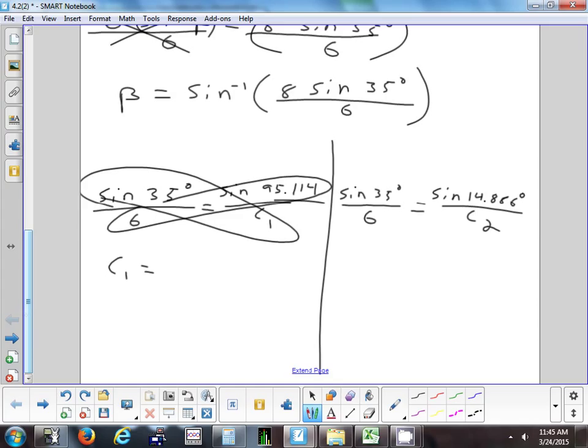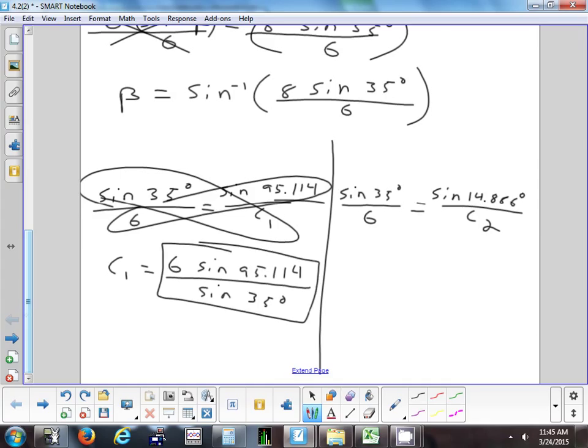So C1 is going to be 6 sine 95, 114. Oops, 114. Divide by sine 35. Okay, I'll leave plugging that in to your calculator for you. And then C2.